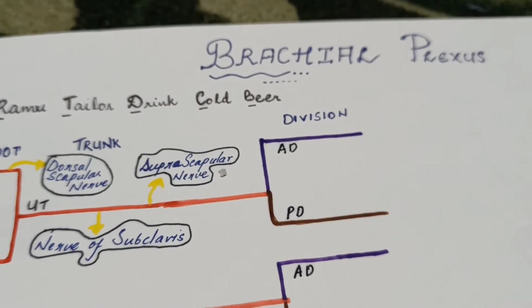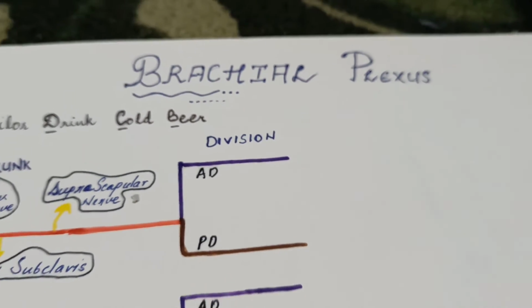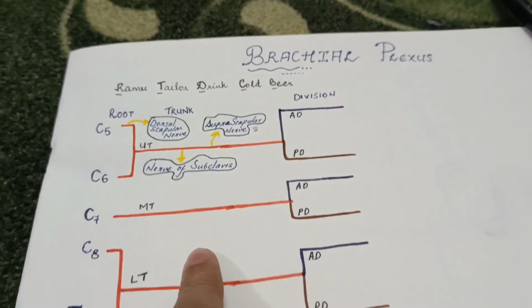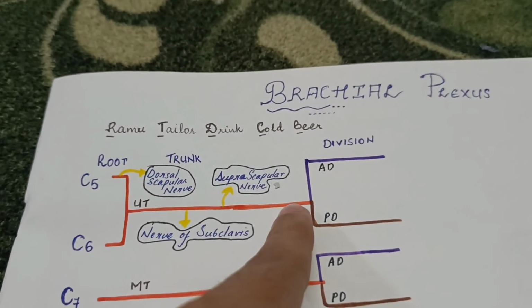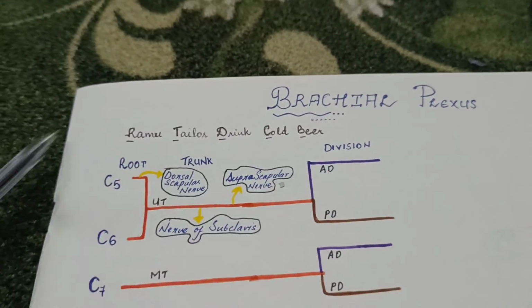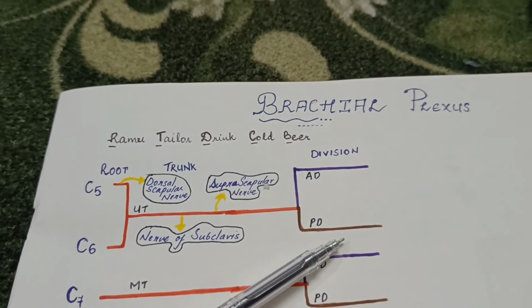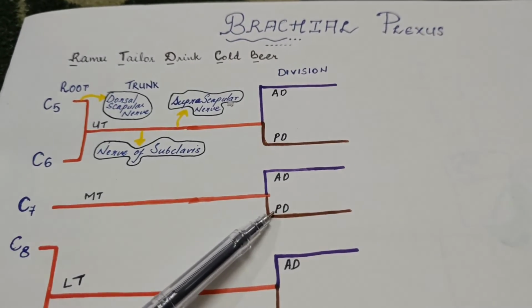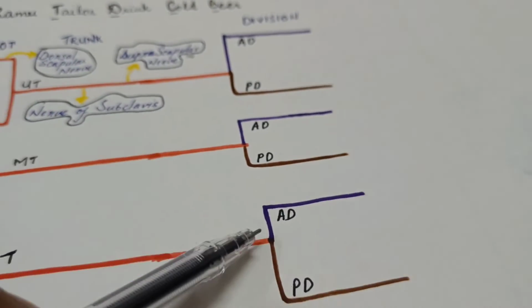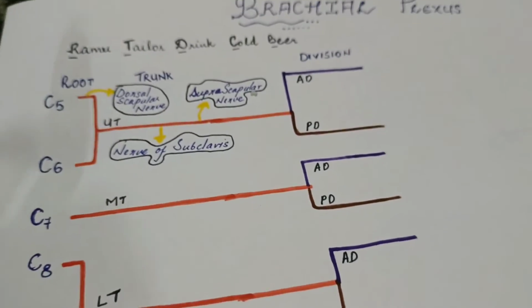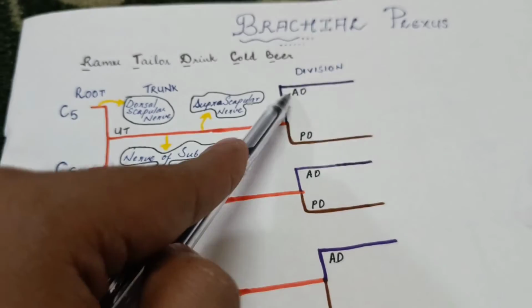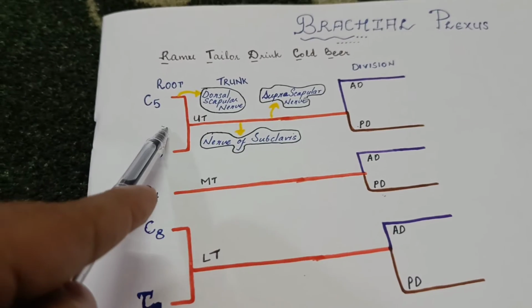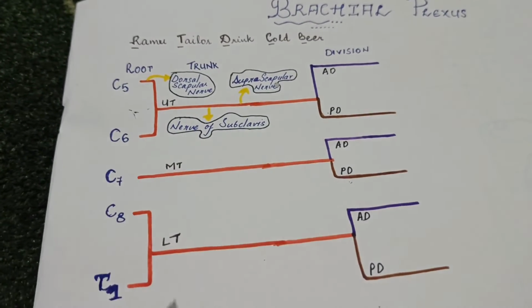Move to drink, D for division. Divisions start from the upper trunk, middle trunk and lower trunk. The upper trunk divides into 2, an anterior division and a posterior division. Same as the upper trunk, the middle trunk also gives an anterior division and a posterior division. The lower trunk also has an anterior division and a posterior division. So you are seeing these 2 divisions from each of the upper, middle and lower trunks.